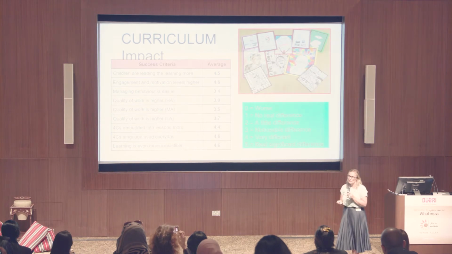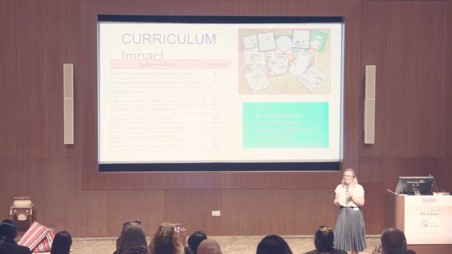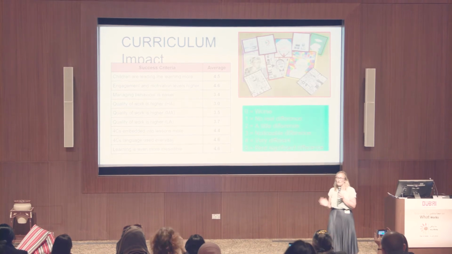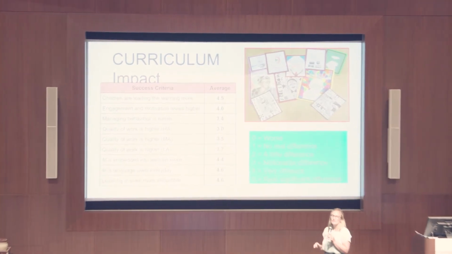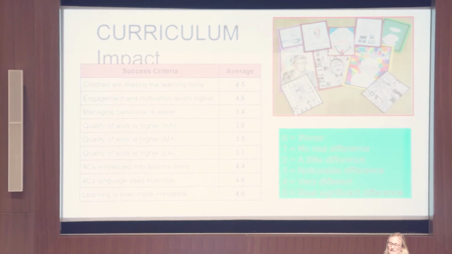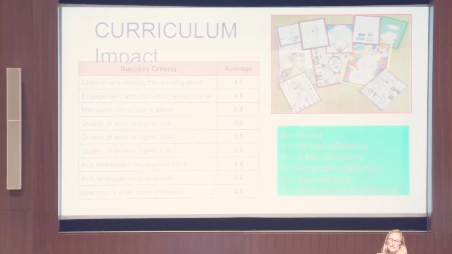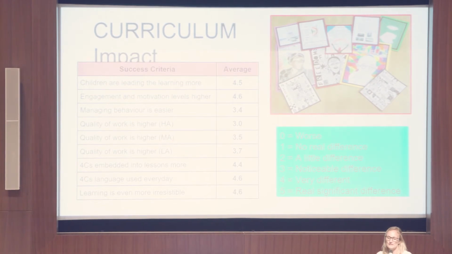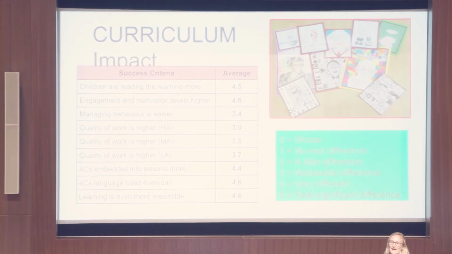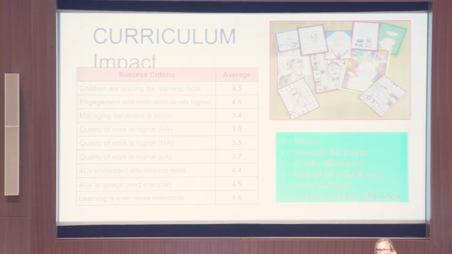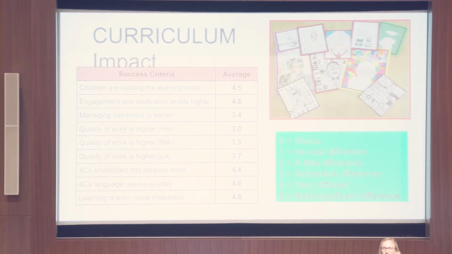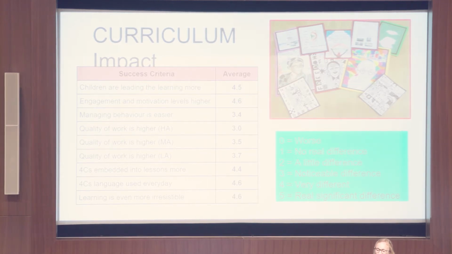So as you can see, the quality of work is higher for lower ability children. Out of 5, it scored 3.7. That shows to me that by changing the approach, there's an impact on those lower ability children, because they are more engaged, and we're talking over a 6-week window they monitored this. So over 6 weeks, they saw that for the lower ability children, there was between a noticeable difference and it being very different in the quality of work they're producing.